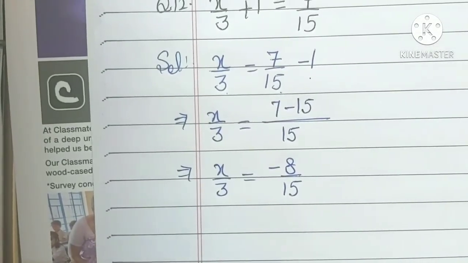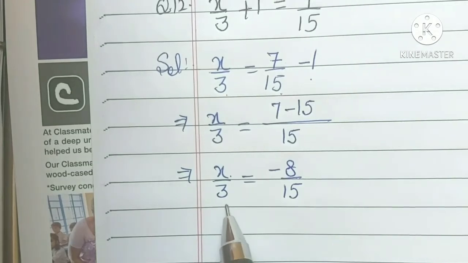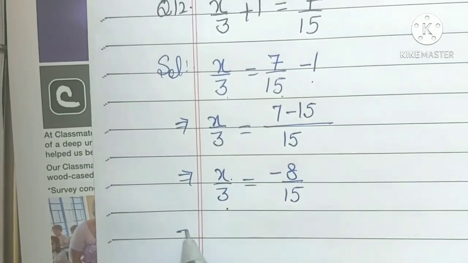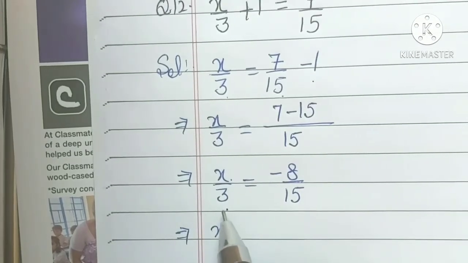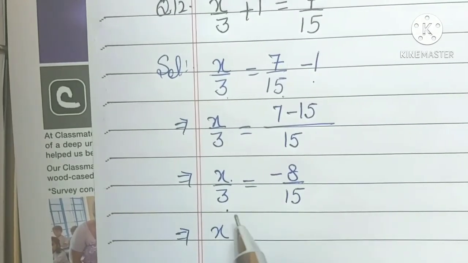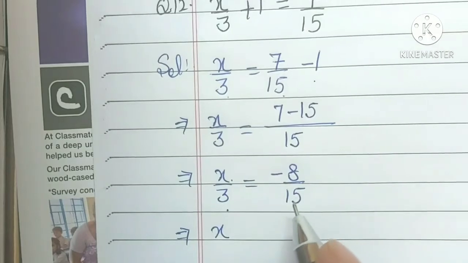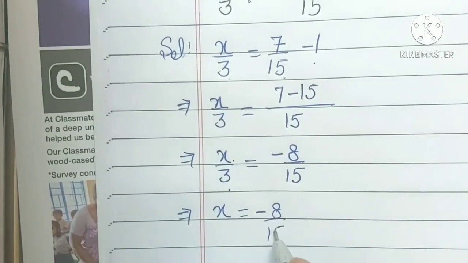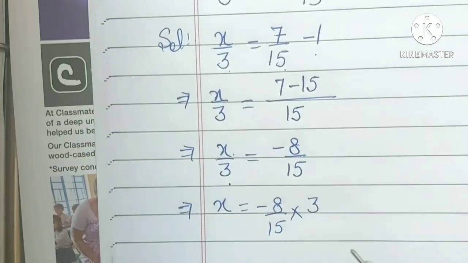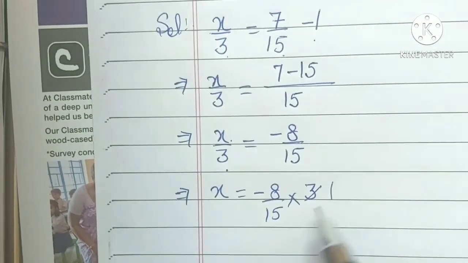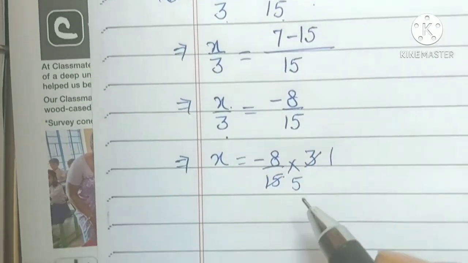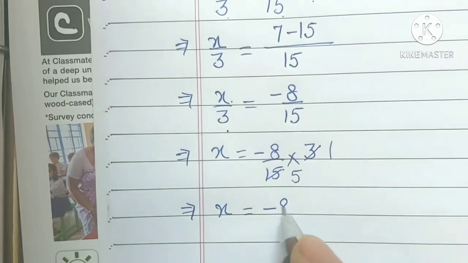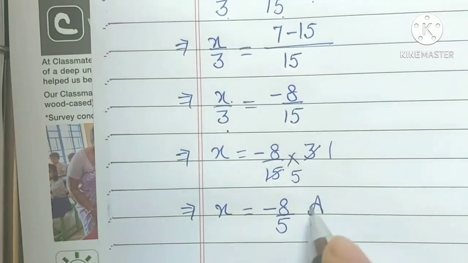Now we want to find the value of x, so we need to transpose this 3 also to the right hand side. It is in the denominator, in division, so when we transpose it to the right hand side it will be multiplied. So multiply by 3, 3 1s are 3, 3 5s are 15. So the value of variable x will be minus 8 upon 5.